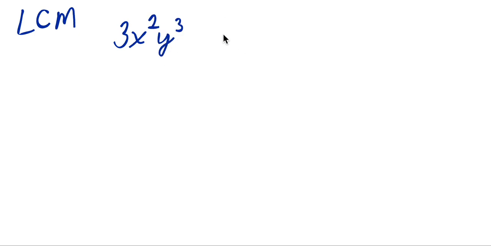Look at a least common multiple and our greatest common factor. Let's first look at least common multiple. So given the examples of 3x squared y cubed and 4x to the fifth y squared, I want the least common multiple of these two monomials.